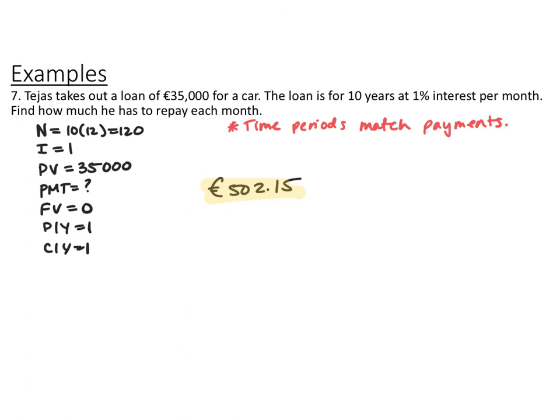Just like your annuities, when you're doing your amortizations, make sure your time periods always match the payments. So if your payments are in months, make sure N and I are in months as well. So this has been financial math. We talked about compound interest, we talked about annuities, and we talked about amortizations.